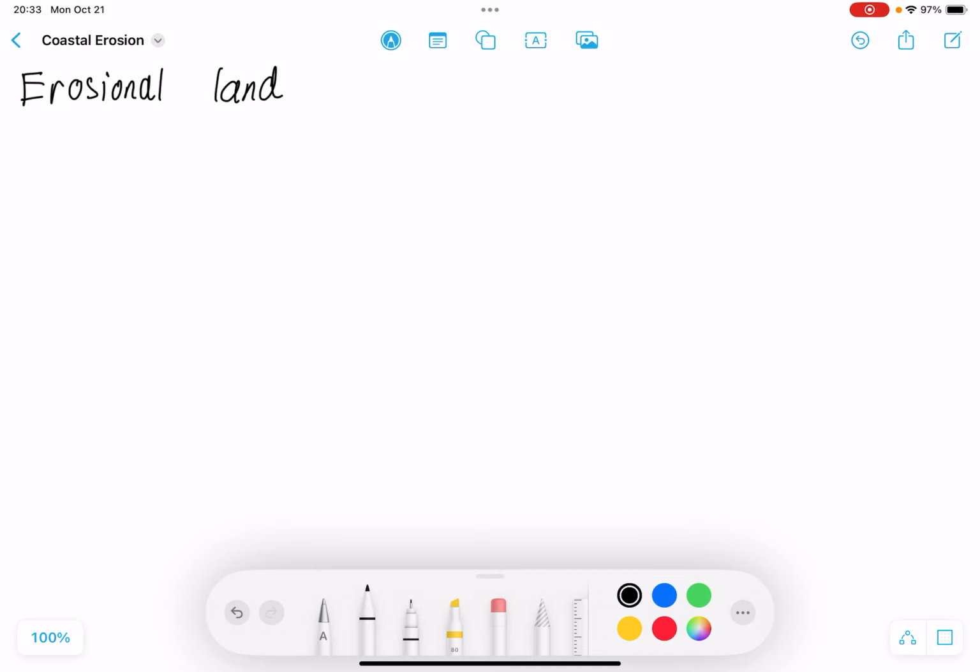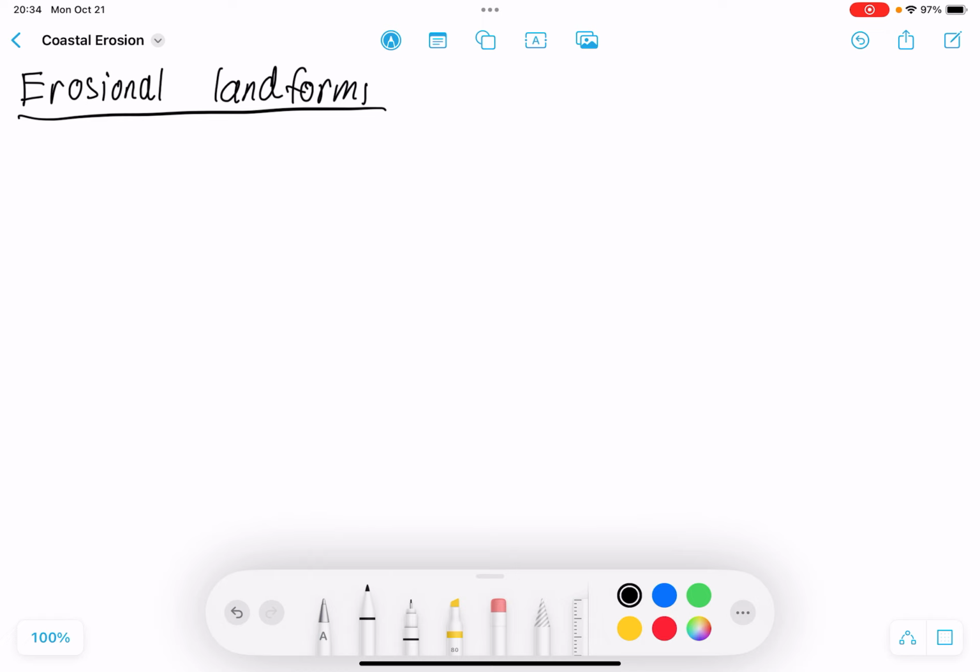Last lesson, a quick recap, we learned about 4 types of coastal erosion. And the 4 types were abrasion, attrition, solution, and hydraulic action. If you don't remember, please go watch that video, but I'll just restate the definitions here.